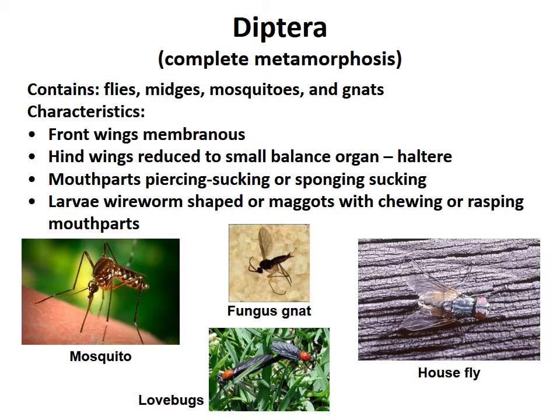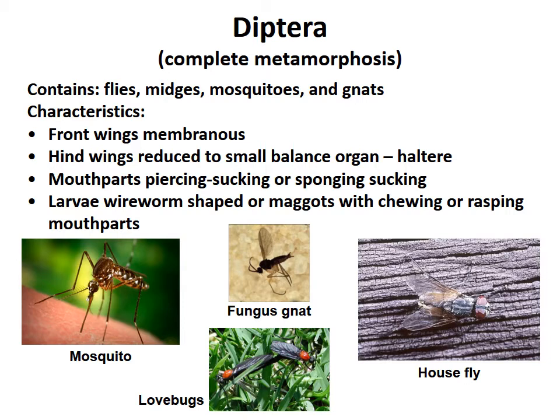So some characteristics of Diptera: the front wings are membranous. Now remember I said earlier that all insects will have four wings. They'll have two forewings and two hind wings. Diptera are an exception to that rule because they only have two visible wings. Technically, if you look close enough, and sometimes you have to actually use a hand lens or a microscope, they'll have two little nubs, which are their hind wings, but they're very, very small, very hard to find.